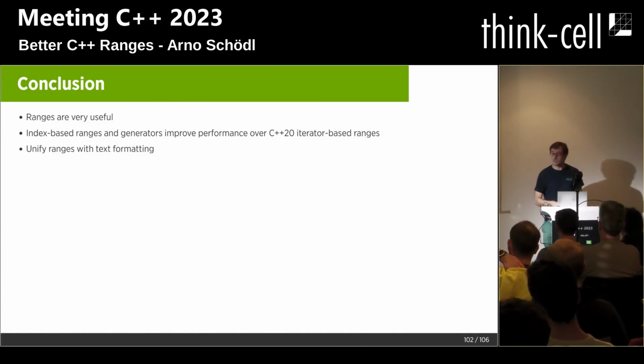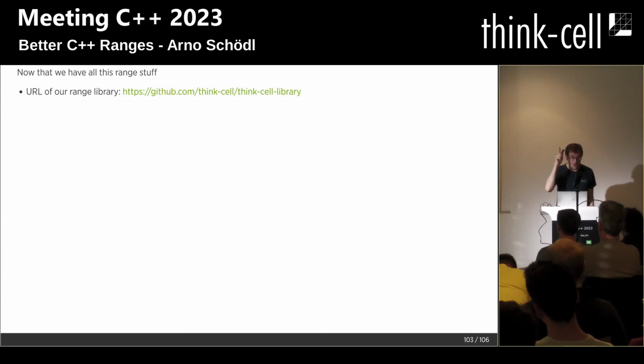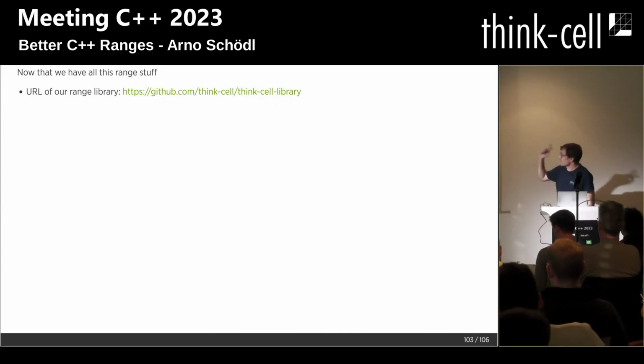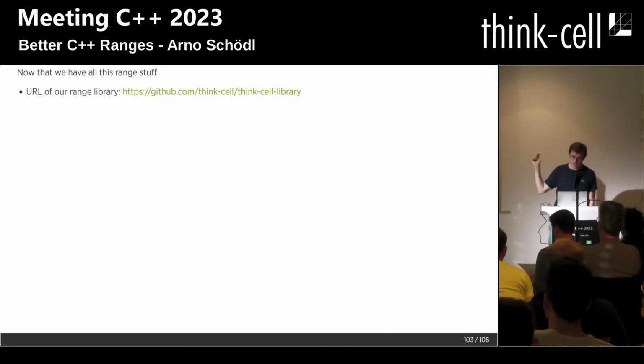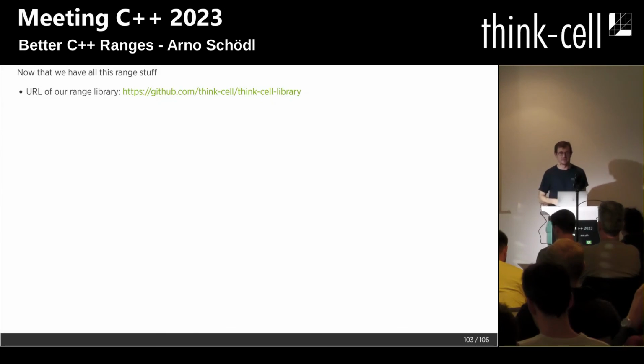Can all be done. Conclusion is, ranges are very useful. We had index-based ranges and generators. They improve performance over C++20 ranges. And there's also plenty of opportunity to unify ranges with text formatting, which is very useful for us. Now that we have all this range stuff, this is the URL to our library, a lot of useful stuff in it. Again, if in your project you're looking for a library, use that library. If you just want to copy it, fork it, run with it, without bothering about the changes, you're still going to be ahead, I think. I think it's a very good library.